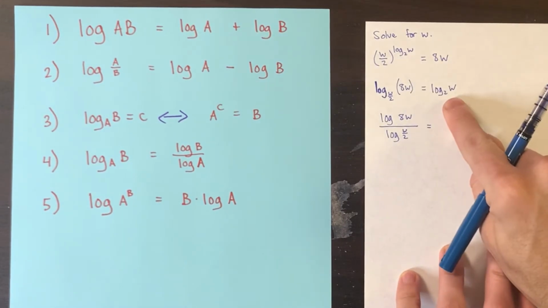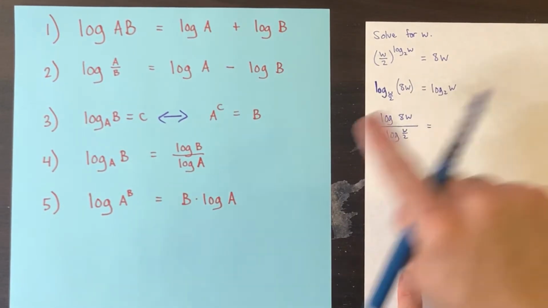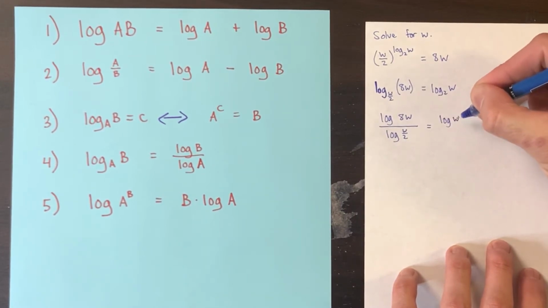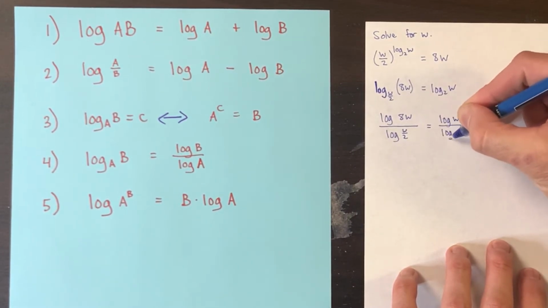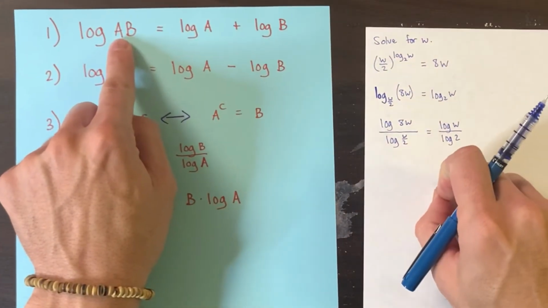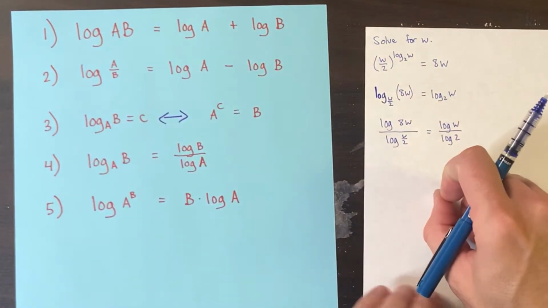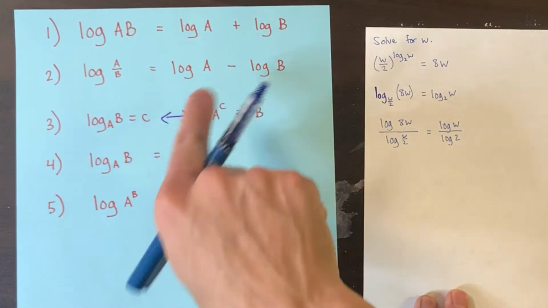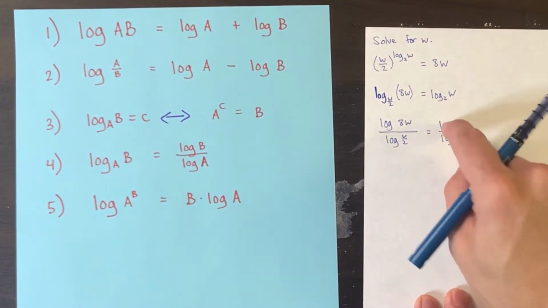Now on the right-hand side, let me apply, I suppose, also the change of base formula, which gives us log W over log 2. Now, in the top left here, which looks like this, let me apply this expansion property. And in the denominator, let me apply this expansion property, and I'll leave this as is.